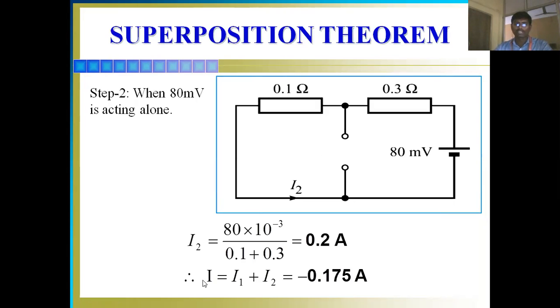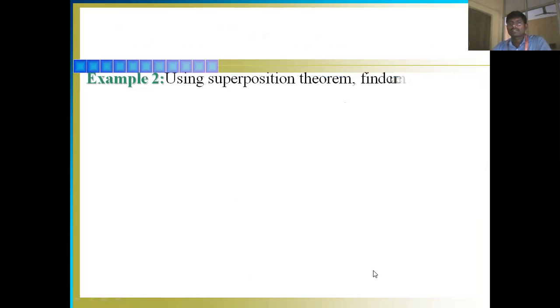So the total current I is equal to I1 plus I2, where I1 is equal to minus 0.375 and I2 is equal to plus 0.2. So the resultant value is equal to minus 0.175. This is the total current flowing through the 0.1 amp. So like this, you have to apply the superposition theorem for any given circuit.